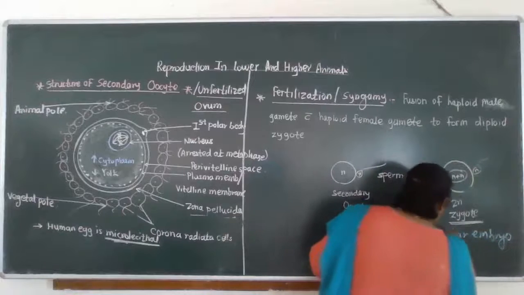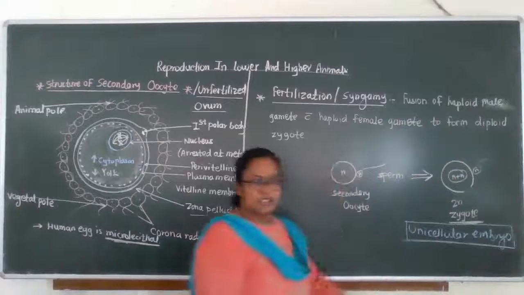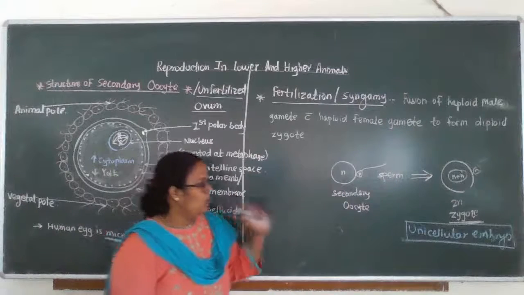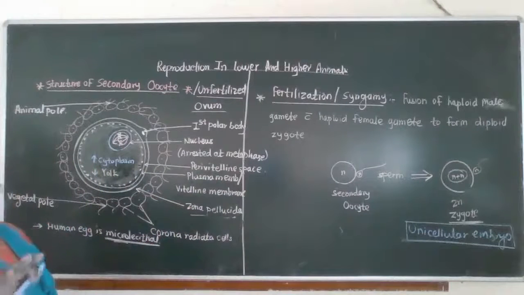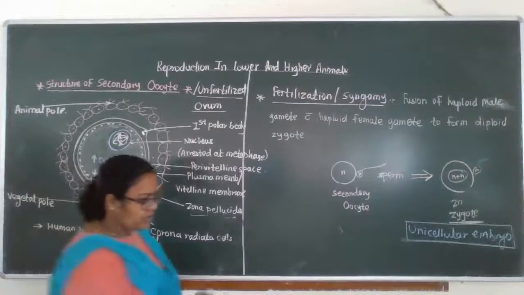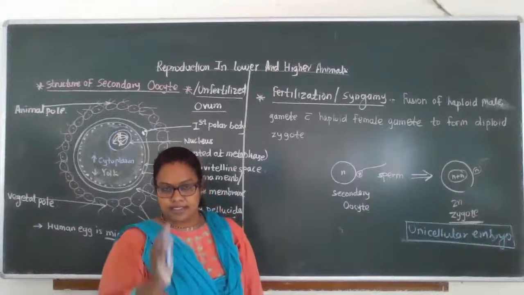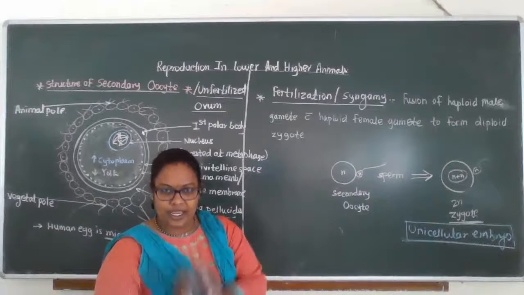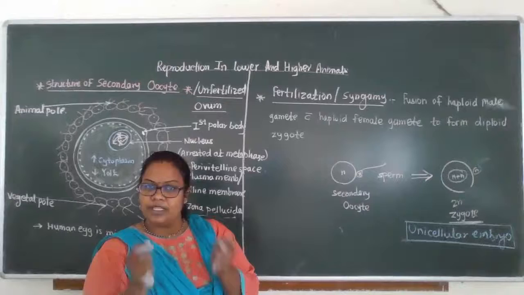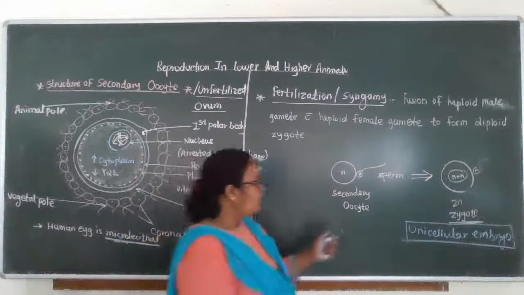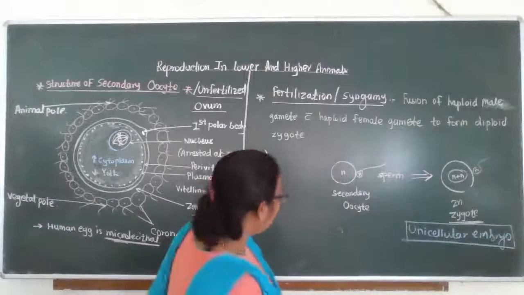So it is a NEET question. You must know the zygote is a unicellular embryo. Most students get confused: is the zygote the embryo? Yes, it is the embryo because it has the diploid condition, two sets of chromosomes. So it is called a unicellular embryo. Mark it for NEET purposes.